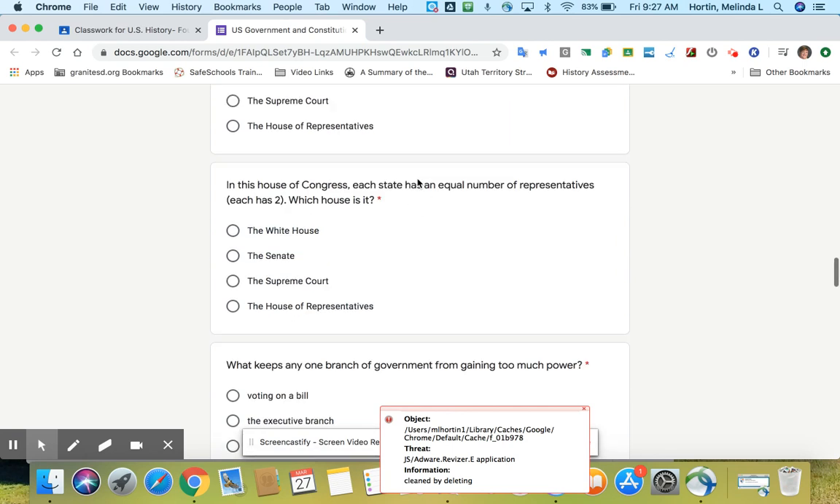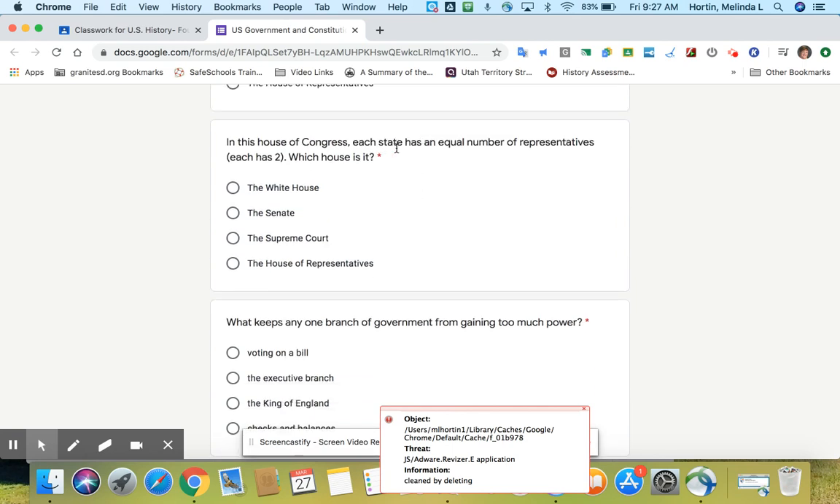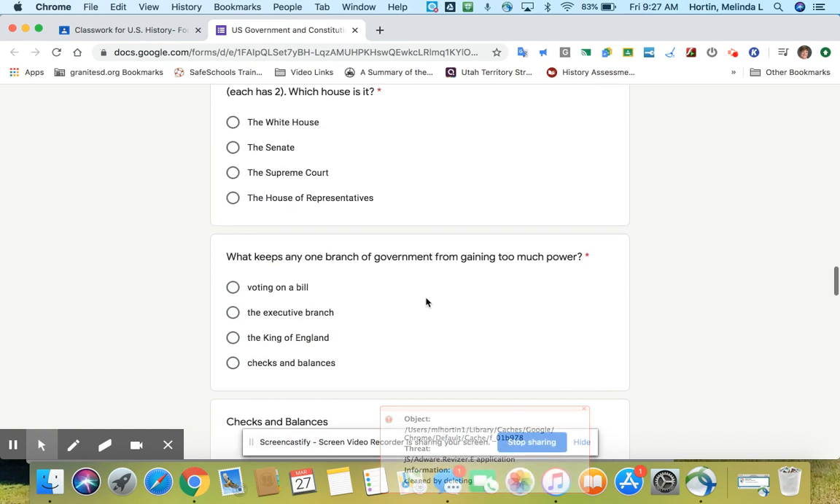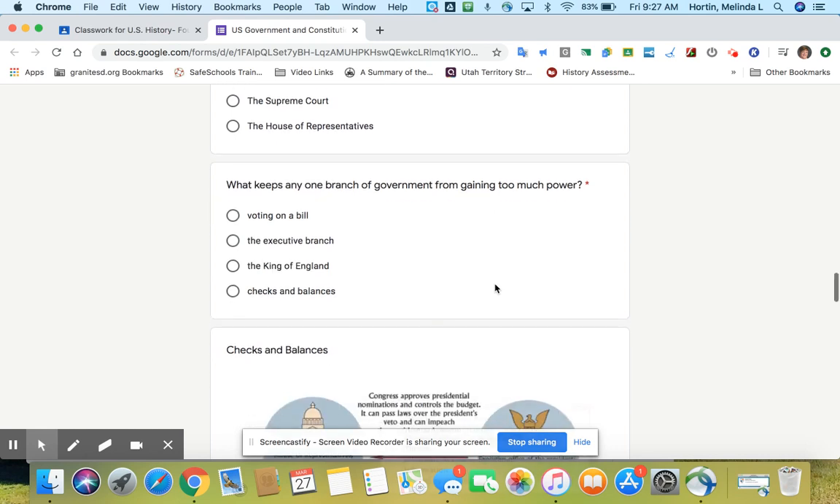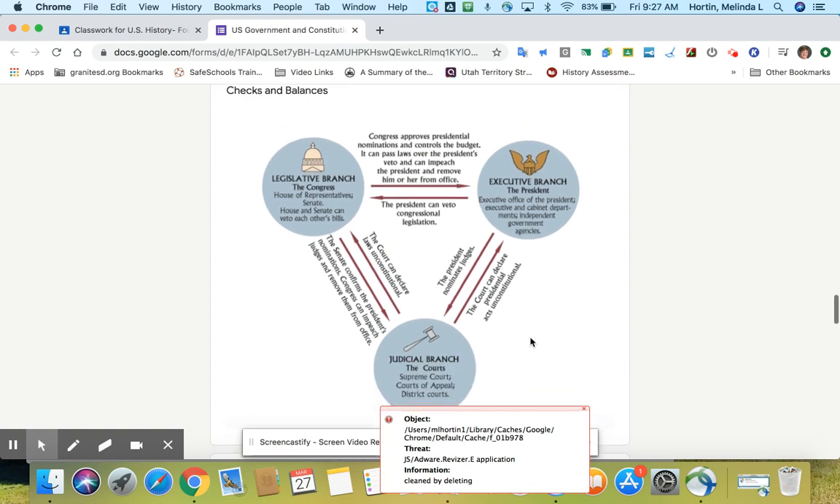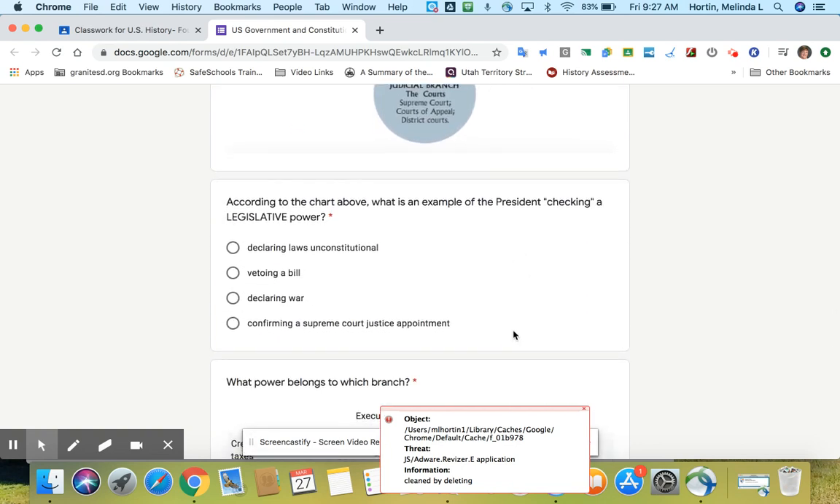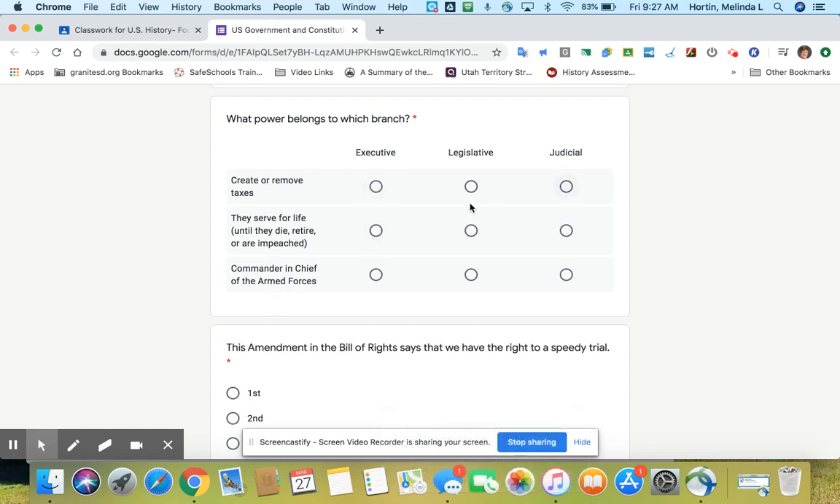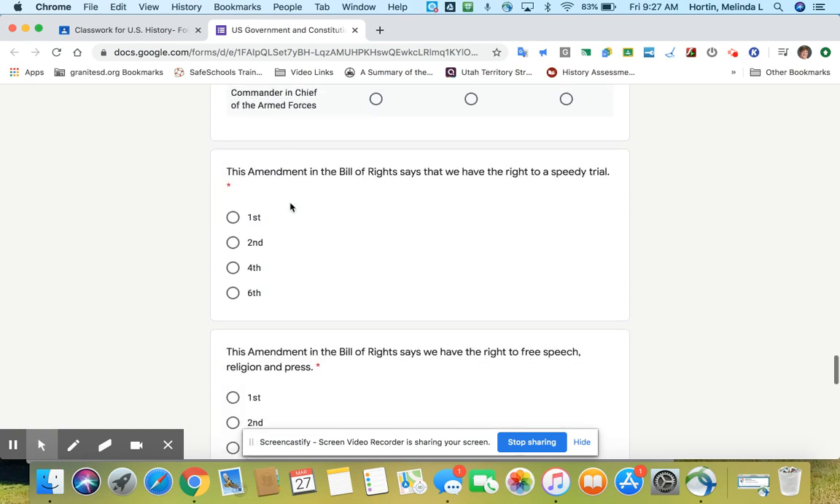The House of Congress, this is the two houses of Congress. This is what keeps one branch of government from gaining too much power. Then you need to be able to see this infographic for these next couple of questions. So then, what power belongs to which branch? There's these questions, and again, you're reading it this way and this way. So keep that in mind.